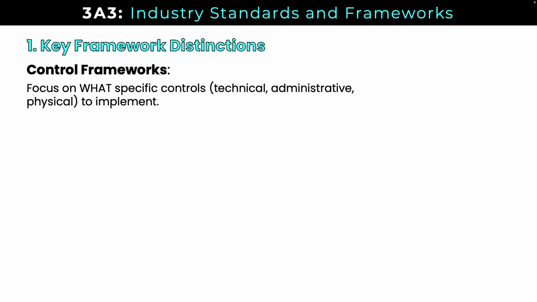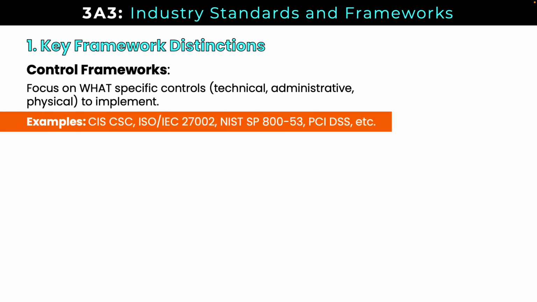We have control frameworks that focus on what specific controls to implement, be those technical, administrative, or physical. Examples here would include the CIS framework, ISO 27002, which is the sister document to ISO 27001. So 27002 provides guidance on the controls to implement for 27001. NIST 800-53, that special publication, specifies security and privacy controls for information systems and organizations. And then PCI DSS is industry-specific for credit card processors.